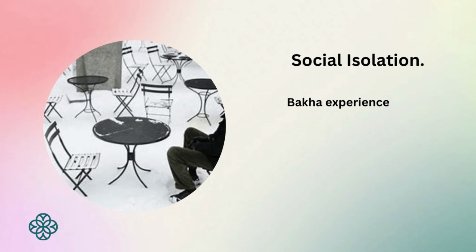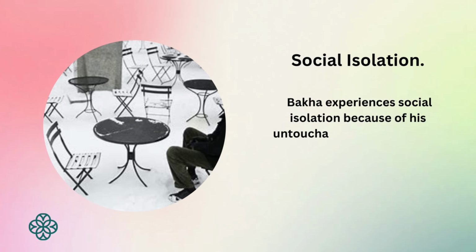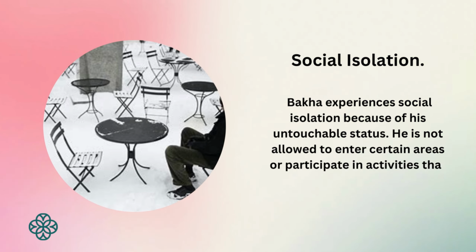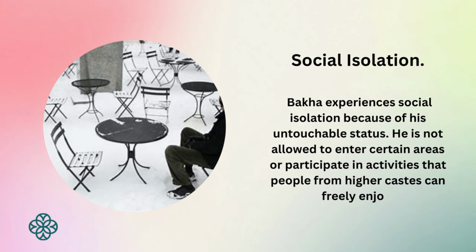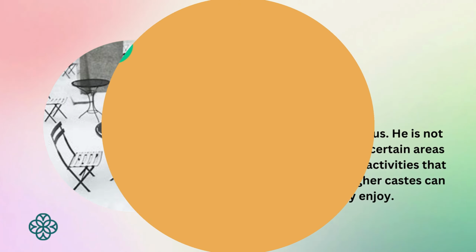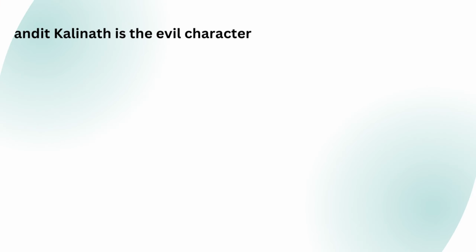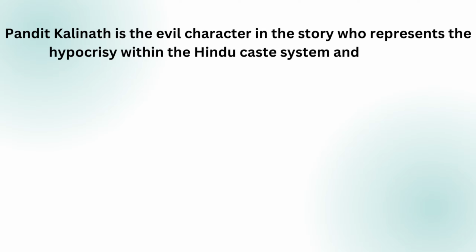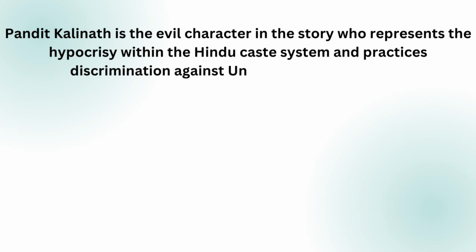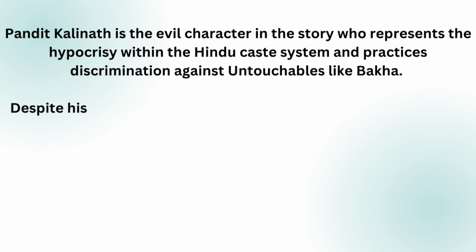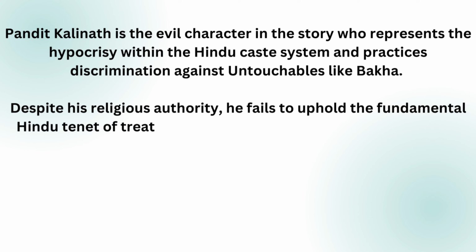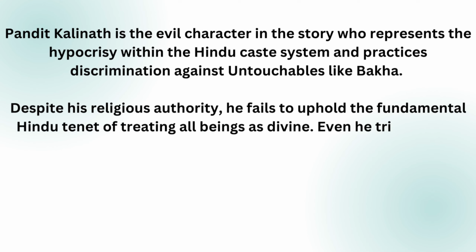Social isolation. Baka experiences social isolation because of his untouchable status. He is not allowed to enter certain areas or participate in activities that people from higher castes can freely enjoy. Hypocrisy and religion. Pandit Kalanath is the evil character in the story who represents the hypocrisy within the Hindu caste system and practices discrimination against untouchables like Baka. Despite his religious authority, he fails to uphold the fundamental Hindu tenet of treating all beings as divine. He even tries to rape Baka's sister Sahini.